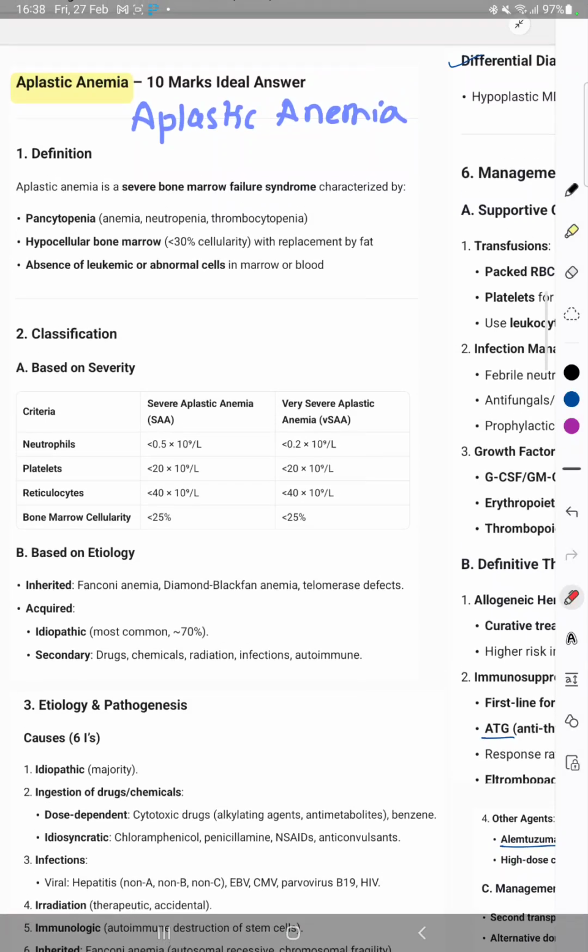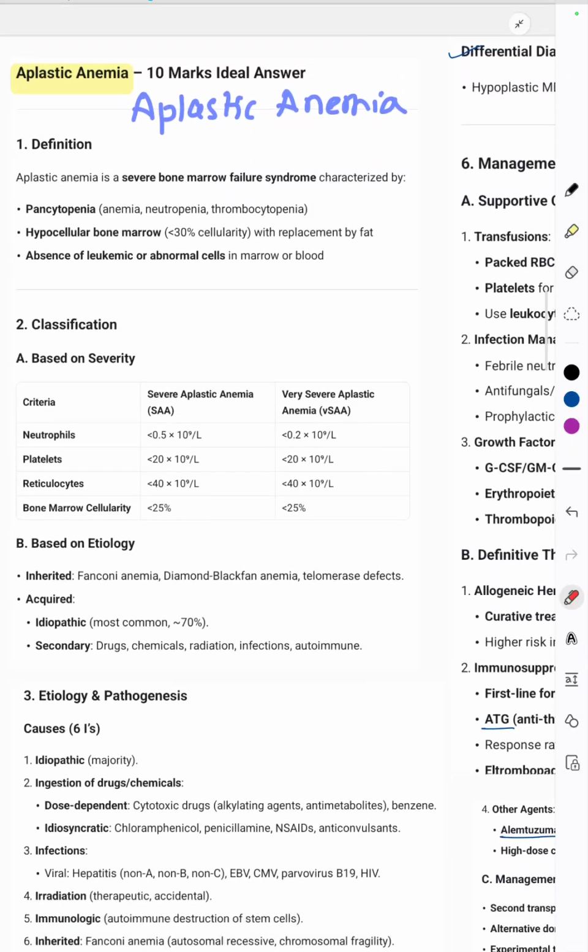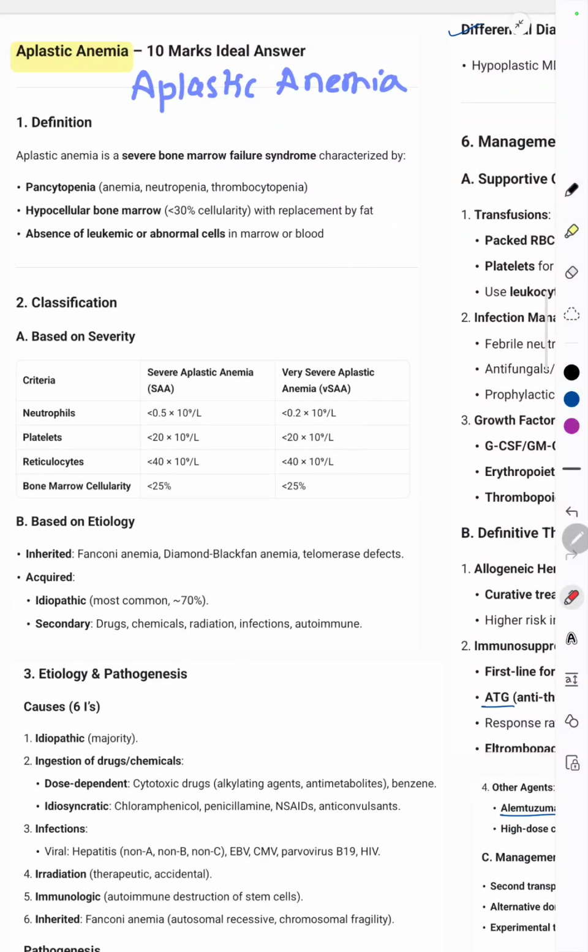Aplastic anemia is characterized by severe bone marrow failure, and is characterized by pancytopenia. So not only anemia but also WBC, neutropenia, and thrombocytopenia are seen. Hypocellular bone marrow, which is replaced by fat, and absence of leukemic or abnormal cells in the marrow or blood. Now classification is based on severity.